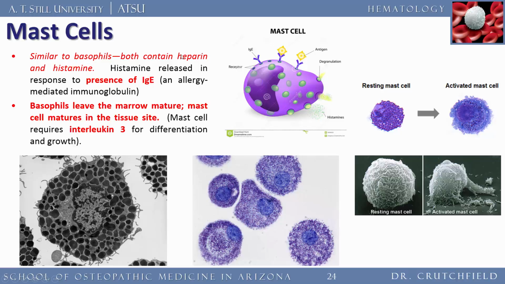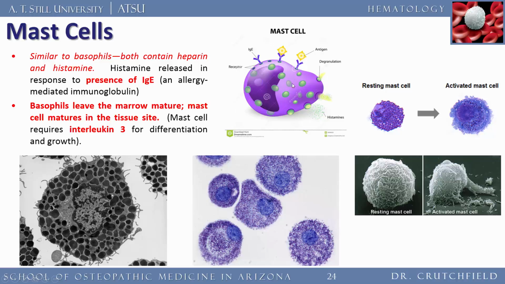And the mast cell and the basophil both contain heparin and histamine. And remember, histamine can be blocked by drugs like Benadryl, which is an H1 blocker, or H2 blockers, drugs like Tagamet or Zantac for peptic ulcer disease. Histamine is released in the presence of IgE, and we know that IgE, interestingly, happens to correspond with the word eosinophil. So IgE is an allergy-mediated immunoglobulin.